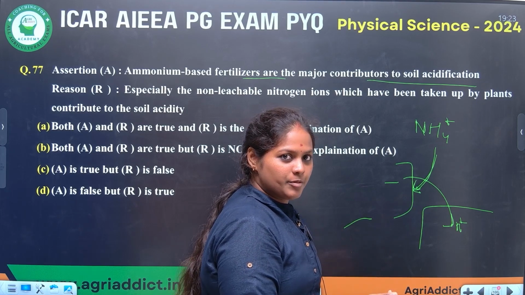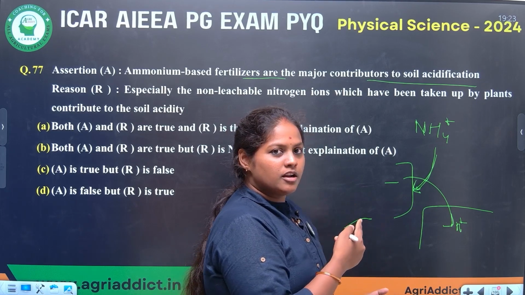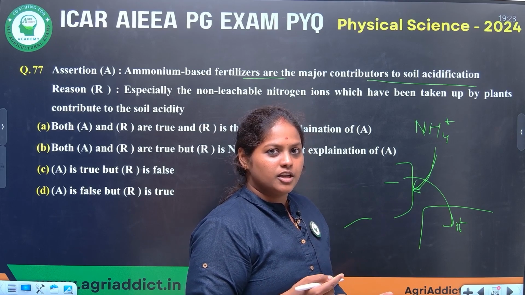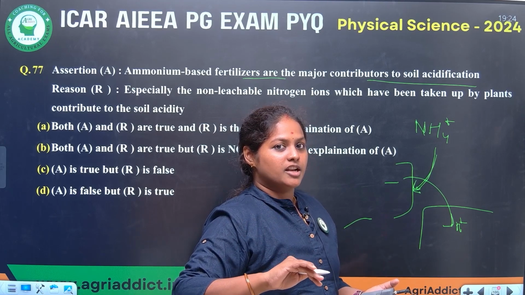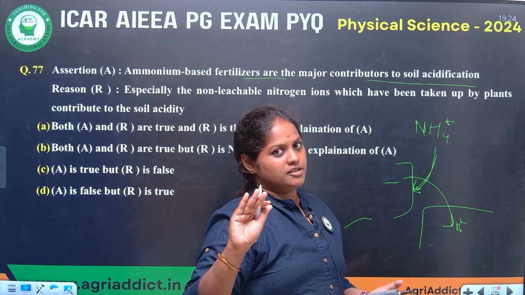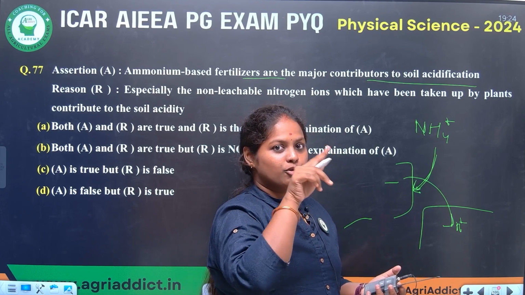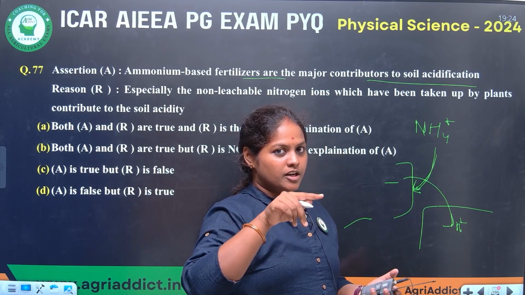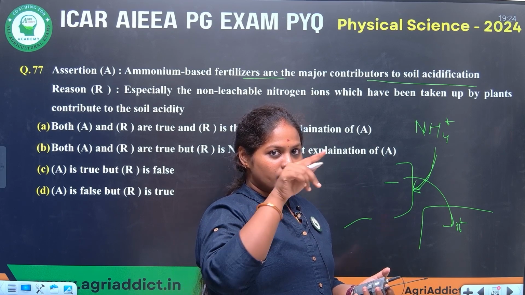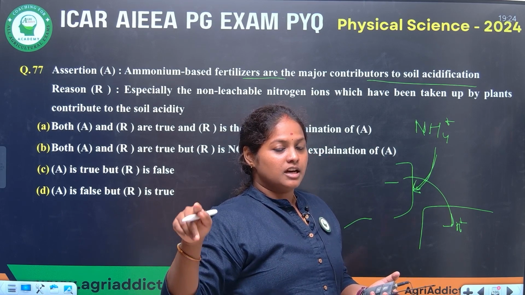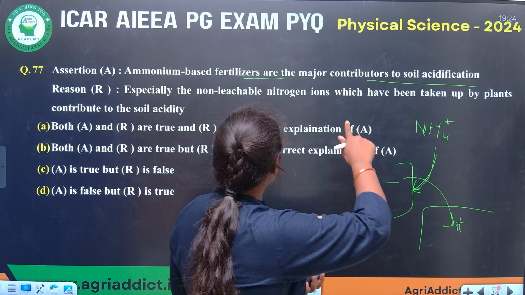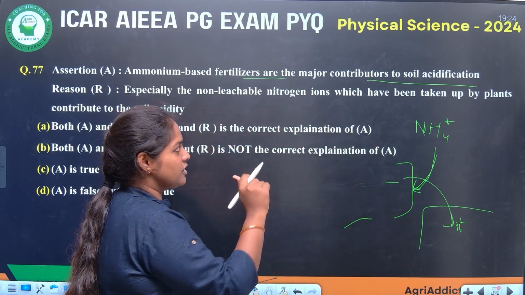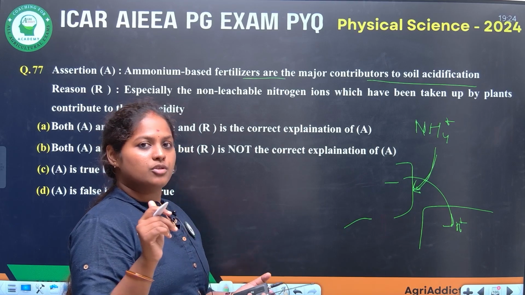Another thing that is happening is ammonium ion will undergo nitrification in the soil. What is the nitrification result in the last? Nitrate. Along with nitrate, 4 hydrogens will be released from ammonium. NH4+, N will be converted into nitrate, and that 4H+ will be released as it is, and they will decrease the pH of the soil, increasing acidity. So likewise, ammonium based fertilizers are the major contributors to soil acidification.